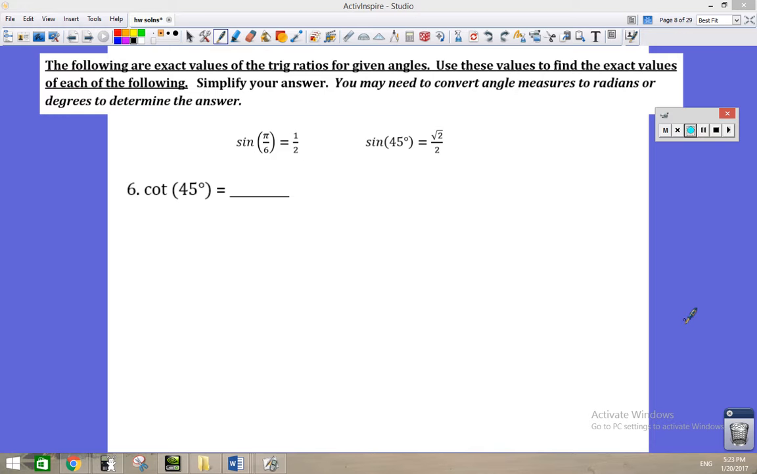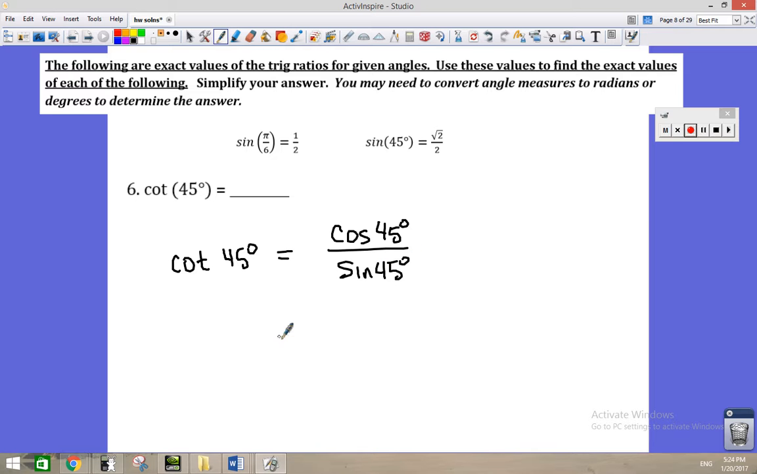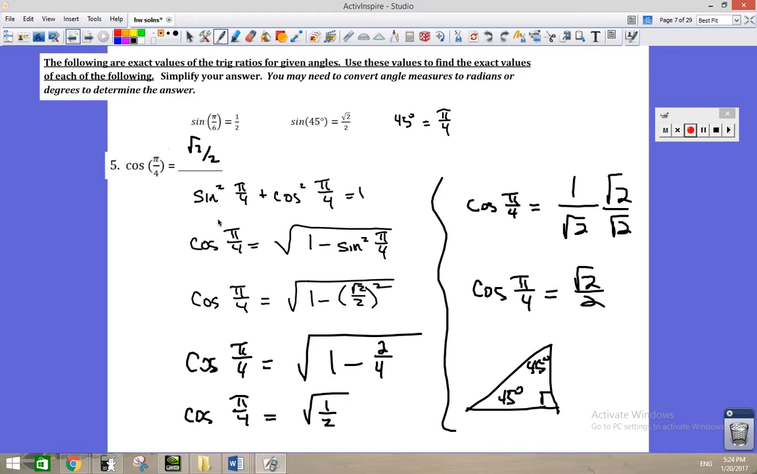So if I look at cotangent of 45 degrees and they've given me the sine of 45 degrees, I have a quotient identity that tells me the cotangent of 45 degrees is the same thing as the cosine of 45 degrees divided by the sine of 45 degrees. I look up above here and they've given me that denominator. They've told me that the sine of 45 degrees is the square root of 2 over 2. And this numerator was the previous problem. Now, it was written in radians, but I know that pi over 4 radians is equivalent to 45 degrees.